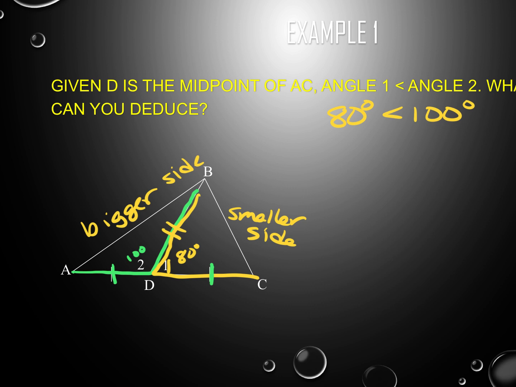So the statement I can make here is that AB is greater than BC because it's across from the bigger angle. You didn't have to put in numbers. You could have just said, oh, angle 2 is the bigger angle, and this is the smaller angle. Whatever's going to help you to see that the bigger side is across from the bigger angle, and then the smaller angle has the smaller side.